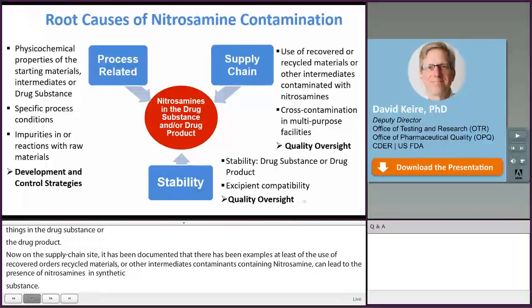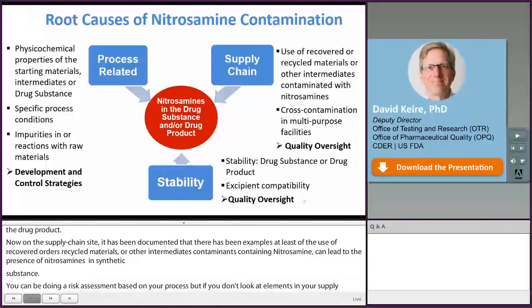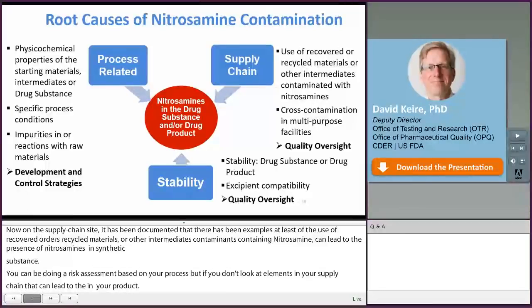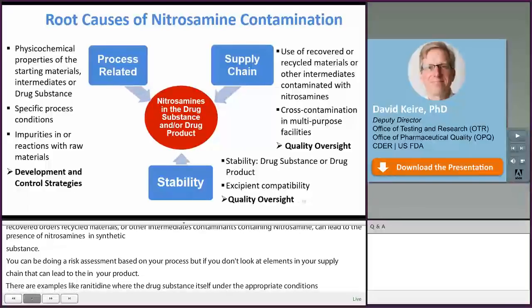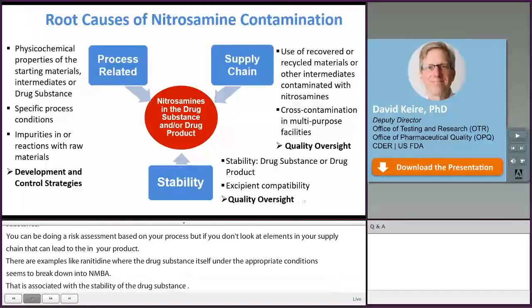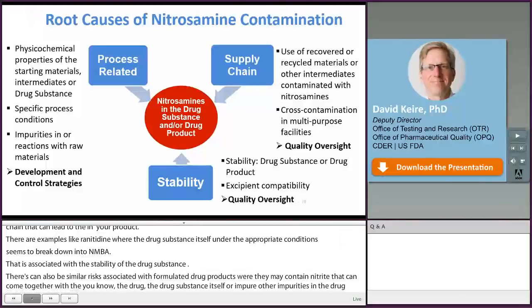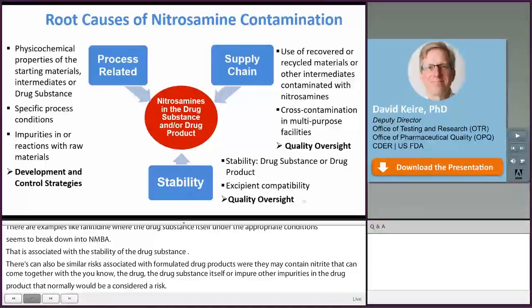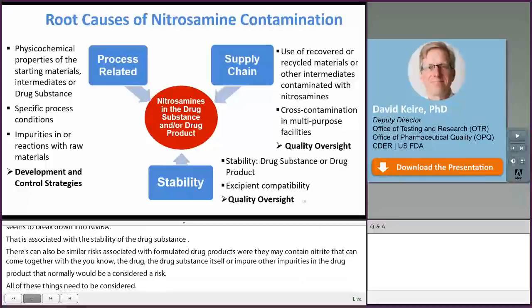And finally, there are examples like ranitidine, where the drug substance itself, under the appropriate conditions, seems to break down into NDMA. So that's associated with the stability of the drug substance. There could also be similar risks associated with formulated drug products, where excipients that may contain nitrite could be brought together with the drug, either the drug substance itself or other amine-containing impurities in the drug product that normally wouldn't be considered a risk. So all these things need to be considered. And in the next few slides, I'm going to go through a thought process for how one might do a risk assessment for nitrosamines based on these three categories.